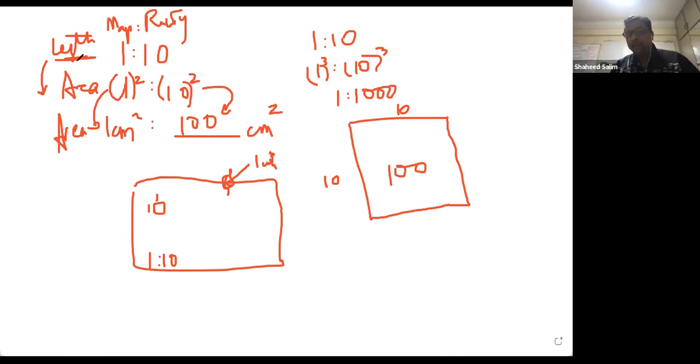If it's length you can measure using a ruler. You follow the scale given. Area, you just need to square it. Square the 1, you get 1 still. Square the 10, you get 100. See, it becomes a bigger number. Look at the scale. 1:10, now it's 1:100. But if it's a volume, from 1 to 10, it becomes 1 to 1000. You cube it.